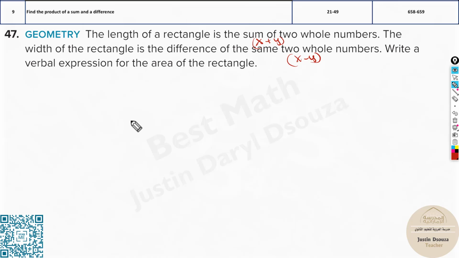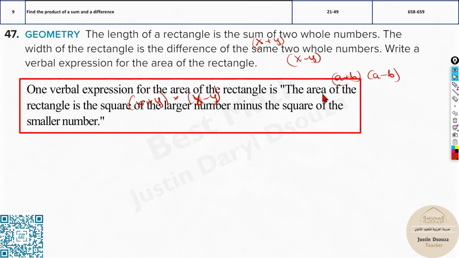Okay, write a verbal expression for the area of the rectangle. So area would be, length into width, right? x plus y multiplied by x minus y. What is this formula related to? A plus b, a minus b. We can tell the area would be the difference of squares of these two whole numbers, or it can be interpreted in different ways. Over here, let's see what is told.